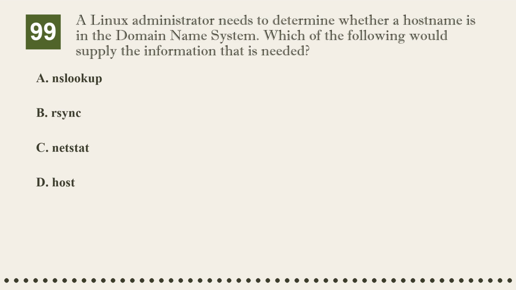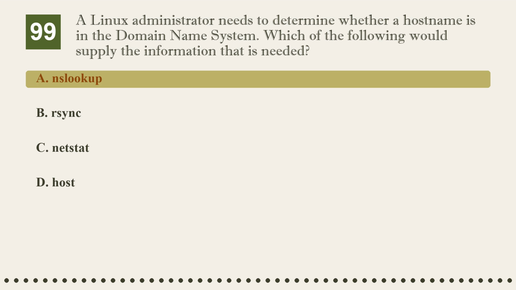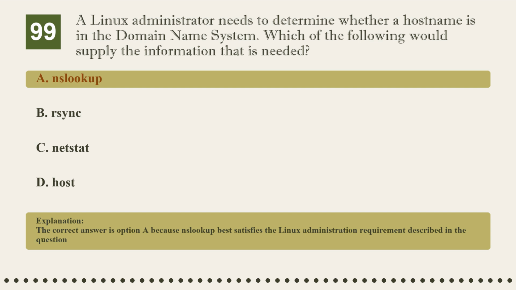Question 99. A Linux administrator needs to determine whether a hostname is in the domain name system. Which of the following would supply the information that is needed? Option A. nslookup. Option B. rsync. Option C. netstat. Option D. host. The correct answer is option A, nslookup, because it best satisfies the Linux administration requirement described in the question.